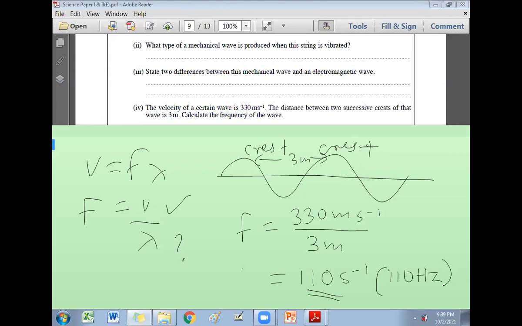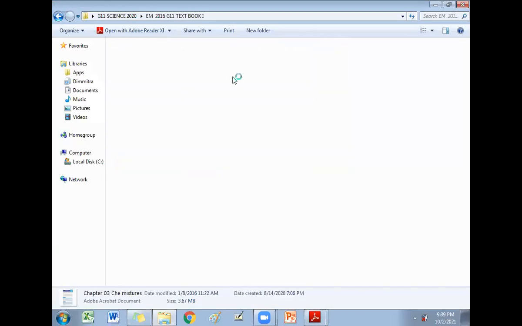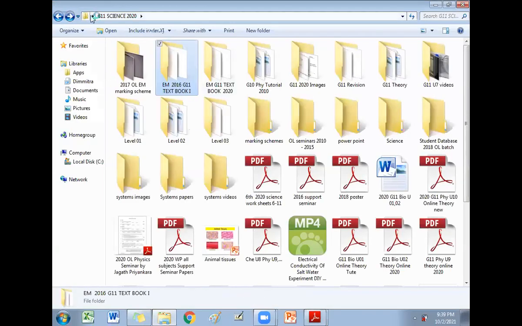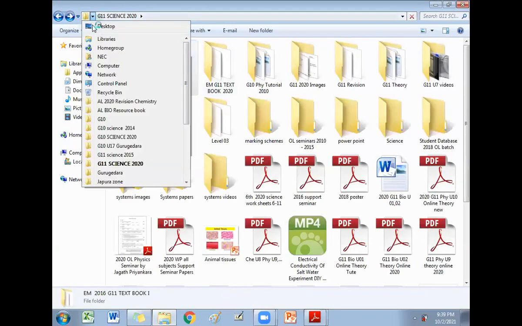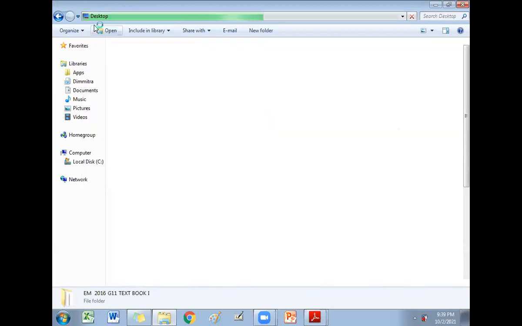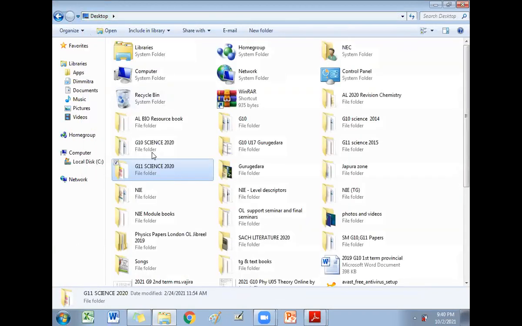Because there's a marking scheme, the support section also has a marking scheme. If you want, I'll show you the marking scheme also. I have the marking scheme. Support seminar papers, marking scheme.